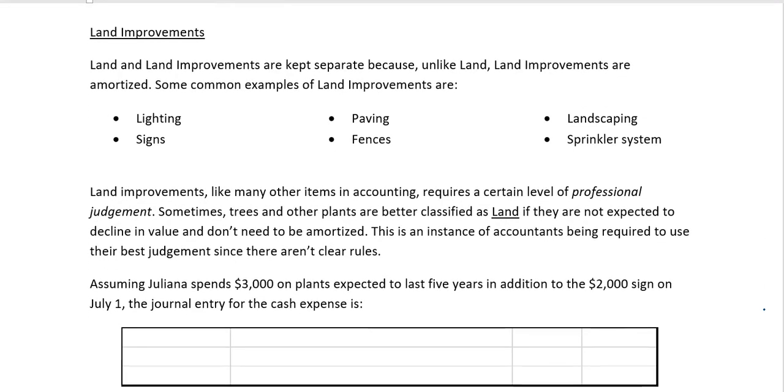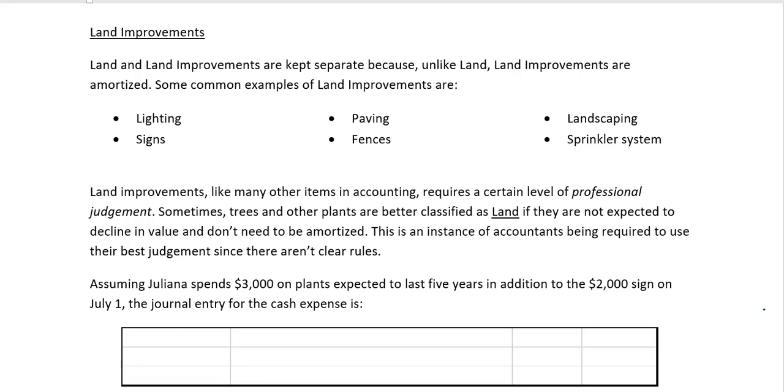What it is, is a land improvement. Land and land improvements are kept separate because, unlike land, land improvements are amortized. Some common examples of land improvements are lighting, paving, landscaping, signs, fences, and sprinkler systems. All of these things don't work forever. They do get worn down over time.